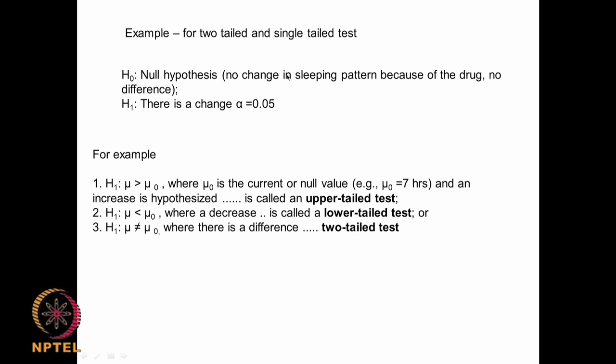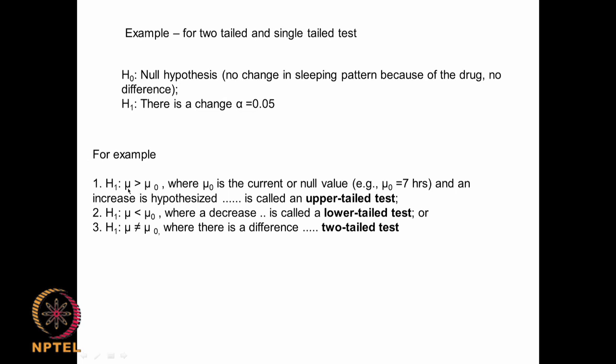For a two tail and a single tail test, for example, in a null hypothesis, suppose you are looking at sleeping pattern because of the drug, we can say there is no difference, whereas the alternate could be there is a change, at an alpha of 0.05, that means 95% confidence interval. Then it becomes a two tail test: there is a change, we are not saying greater change or less change, but there is a change. So, we use two tail, both sides. That means mu which you calculate is different from mu naught. So, there is a difference, so it is a two tail test.